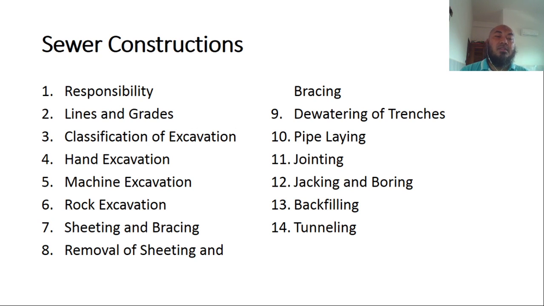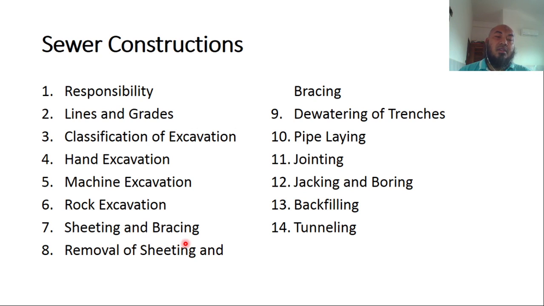And number 5 is machine excavation. We use machines, meaning different types of machine. You can see that the excavator is the most common one, and we have rock excavation. If we encounter rock at a rocky area, what method should be applied?